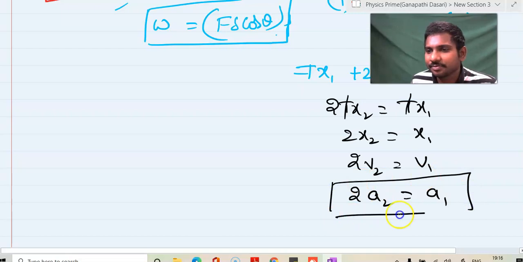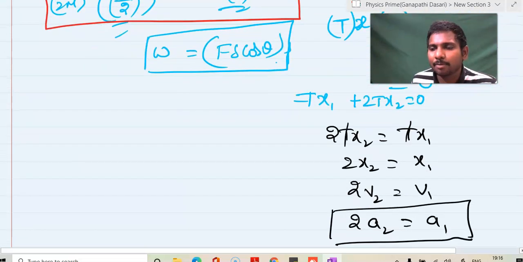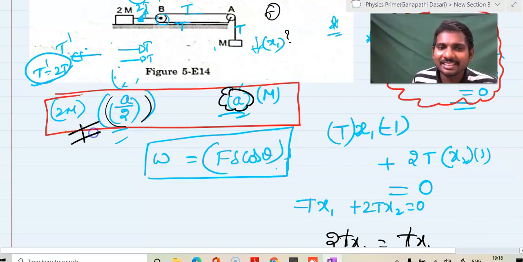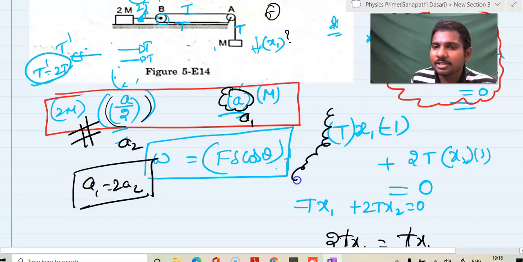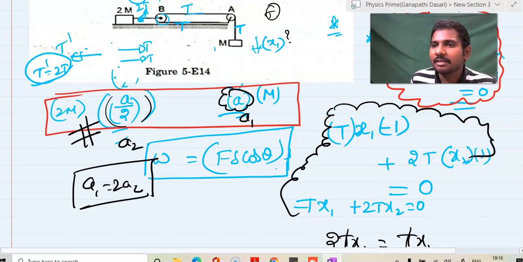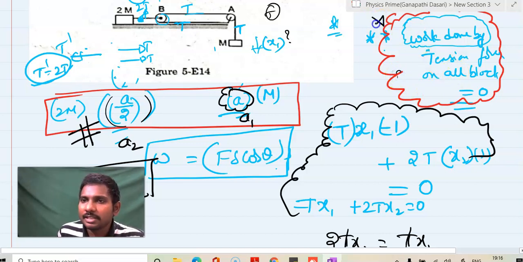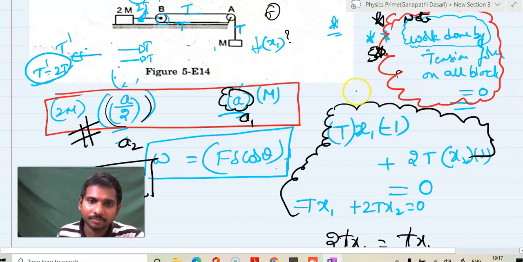You carefully see, 2 times the acceleration of the second block, the 2m block, should be equal to a1. This is a1, this is a2, so a1 is equal to 2a2. Again, we got the same conclusion by using this work and energy concept. Work done by tension force on all blocks in the system is 0. Write this down as a note point, a 5-star point. Then you will be able to solve any problems containing two strings or multiple strings in this constrained motion.